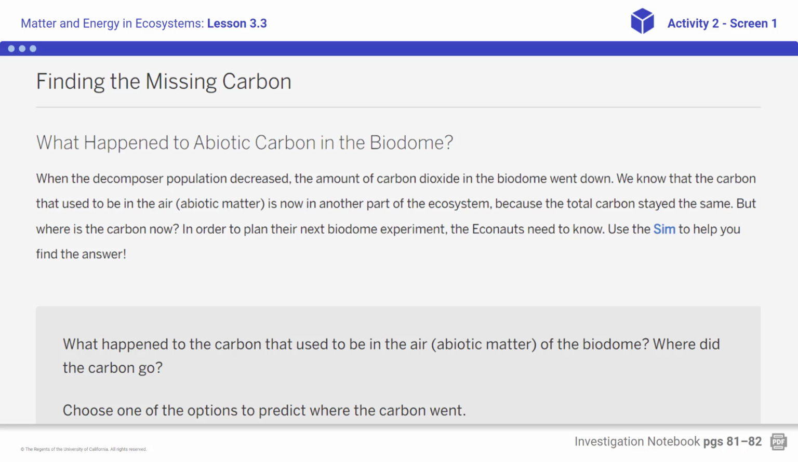Remember, energy storage molecules contain carbon, so if you're looking for where the carbon went, you can look for a place where the energy storage molecules are increasing. You may look at this in Info View or by looking at the graphs and using the Graph Molecules preset. Students, upload a screenshot showing what happened to the carbon that used to be in the abiotic matter. Then answer the question.